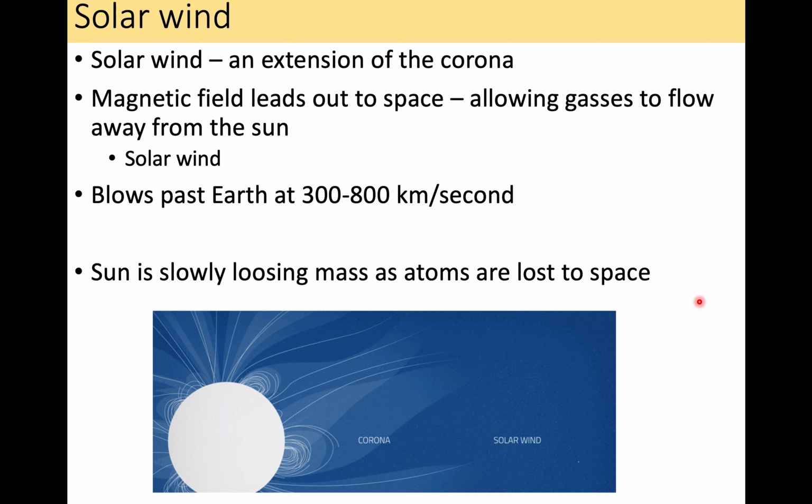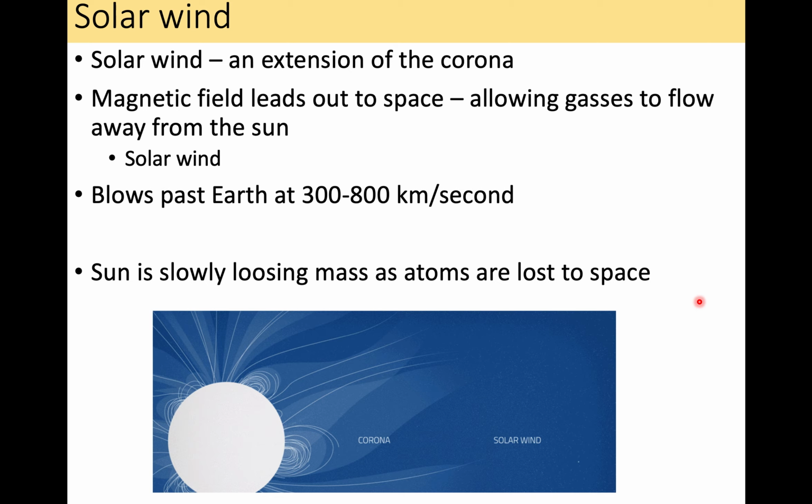So I said the corona sort of fades out to the point where it is not quite thick enough to be called the corona anymore. But there's actually gases that can move, or I should say atoms, not gases. There's atoms that can actually leave the surface of the sun, move up through the atmosphere, move out through the corona, and then continue traveling outwards into space, leaving the sun completely. This is what we call solar wind, sort of an extension of the corona.